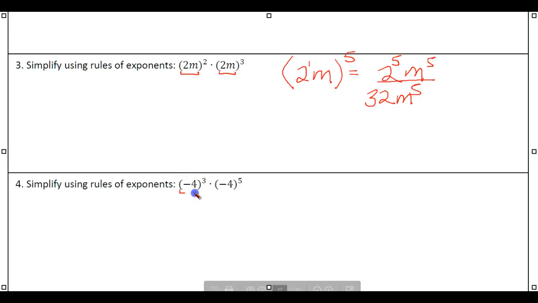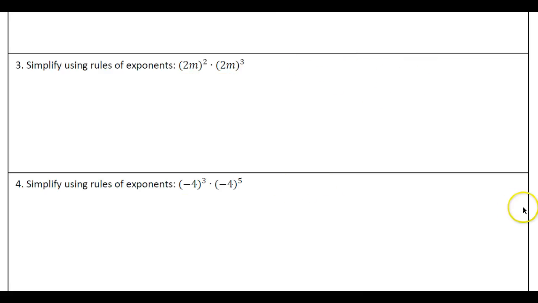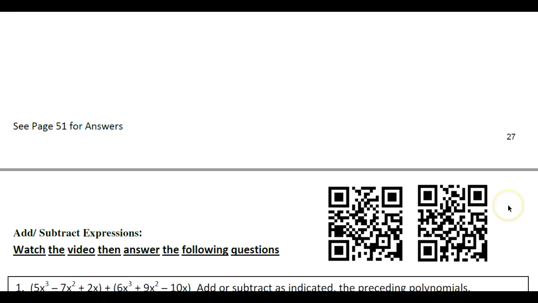Again, our base is the same, so this is going to be a negative 4 to the 8th power. Now, when you simplify this some more, since you are raising a negative value to an even exponent, the answer is going to be positive. But they're not asking us to do any more there. Okay, so that was a short lesson.